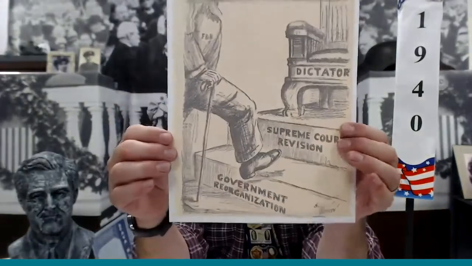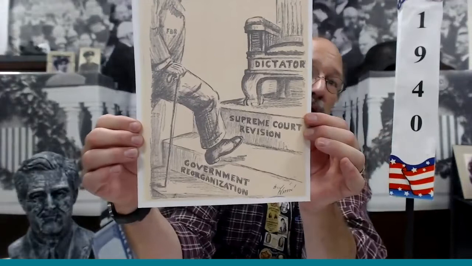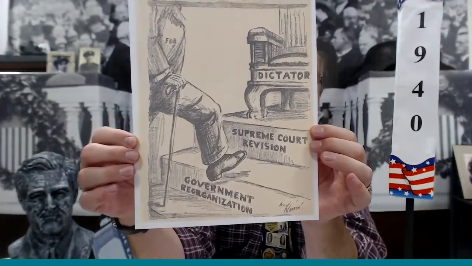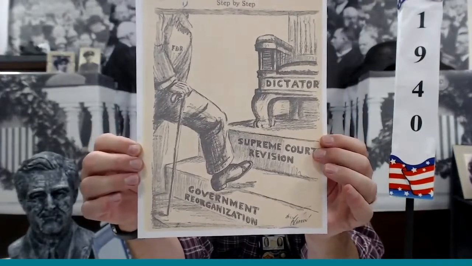Let's see here. Here's another example of that. Okay, so you go from government reorganization, trying to pack the Supreme Court, to becoming a dictator. So there was a lot of opposition to Roosevelt running for a third term. And so what Roosevelt decided to do was to keep his powder dry and his mouth shut for as long as he possibly could. And then he wanted the nomination, but he wanted to be drafted for it.